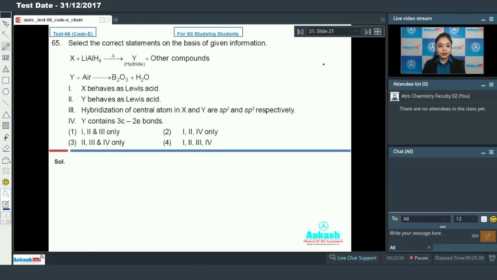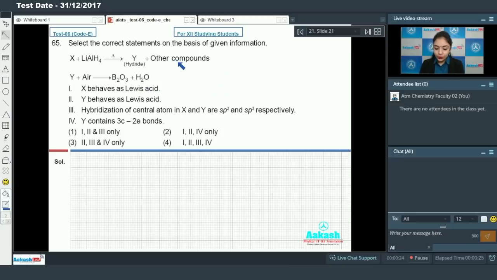So moving on to the next one, question number 65, in which we have a series of reactions and we have to identify the correct options on the basis of the reactions given. In the first reaction, X reacts with lithium aluminium hydride and gives a hydride Y with other compounds, and Y further reacts in presence of air to give B2O3, which is boron anhydride, plus water. So here the compound is of boron, that is boron anhydride, which is formed from Y. So we can say that Y will be a compound of boron.